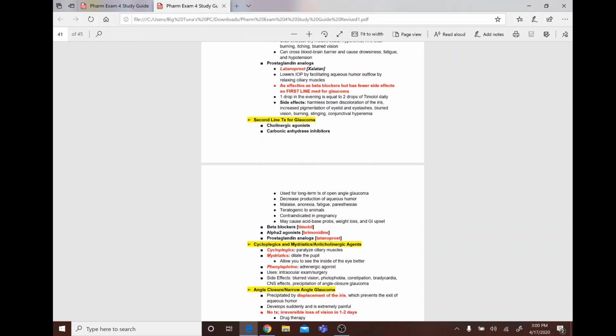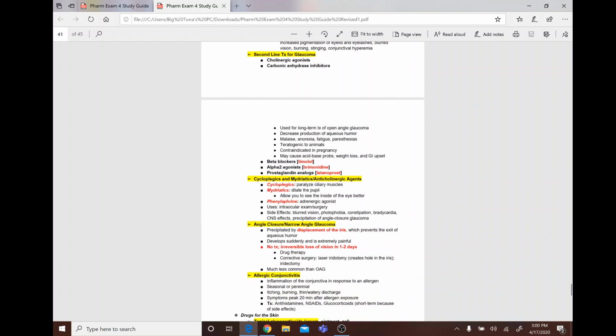Carbonic anhydrase inhibitors are used for what? Long-term treatment of POAG. What is the mechanism of action of carbonic anhydrase inhibitors? Decreased production of aqueous humor. What are the side effects? Malaise, anorexia, fatigue, paresthesias, may cause acid-base problems, weight loss, and GI upset. What are the contraindications? Teratogenic to animals, contraindicated in pregnancy.